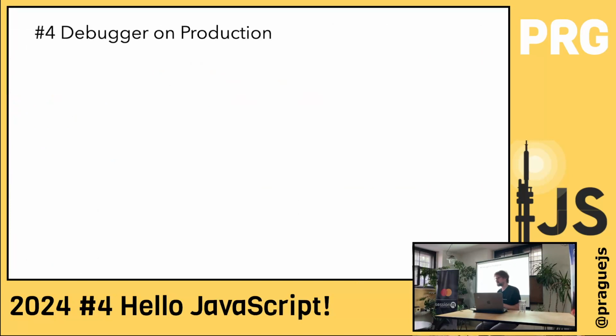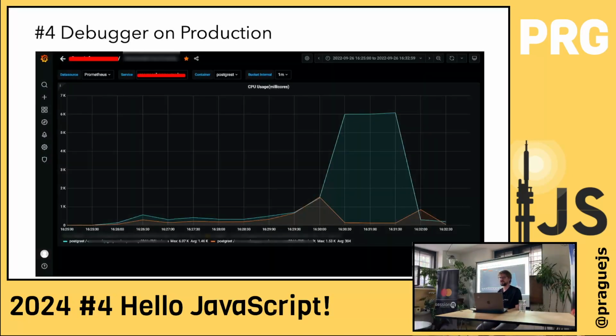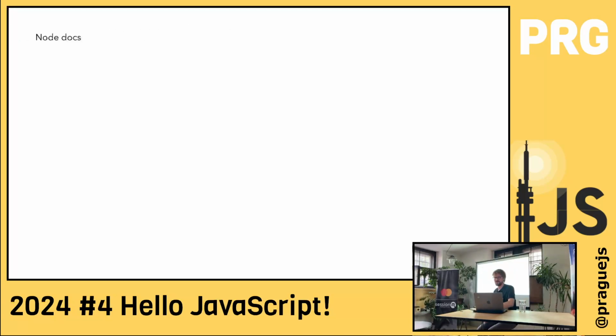So the last live hack is debugger in production, which sounds stupid, but it sounds stupid only until you see a chart like this, where the CPU peaks. It happens only in production. You have no idea what's happening, and you are not able to replicate it. So it would be really handy to start the debugger in production.